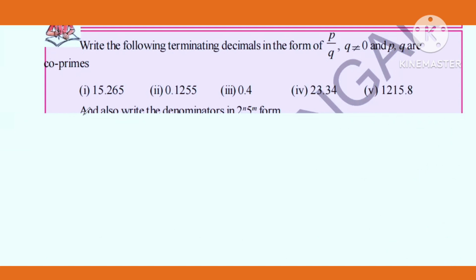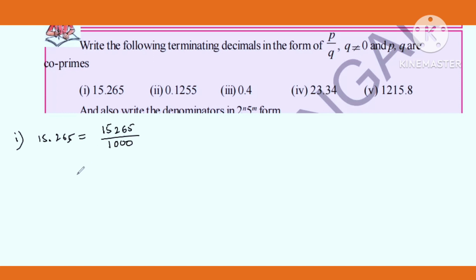First one, that is 15.265 I am taking. So this is a terminating decimal. How to write it in the form of p by q? You just have to remove the decimal point. We get 15,265 by 1000. Here 3 decimal places are there, so we get 1000 in the denominator. If 2 decimal places are there, we get 100 in the denominator. If 4 decimal places are there, we get 10,000.